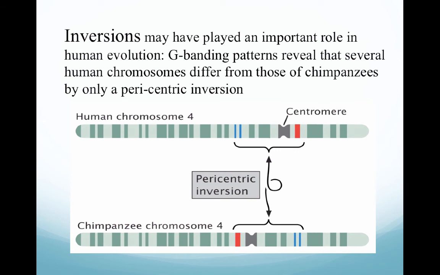So inversions have really played a big role in our evolutionary history. Through G banding technology that we talked about at the beginning of this chapter, when we were talking about karyotyping, G banding patterns have shown us that several human chromosomes that we have today differ only slightly from certain chromosomes of chimpanzee. And by slightly, I mean only 1 pericentric inversion.